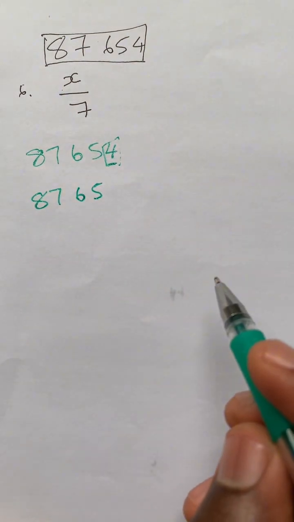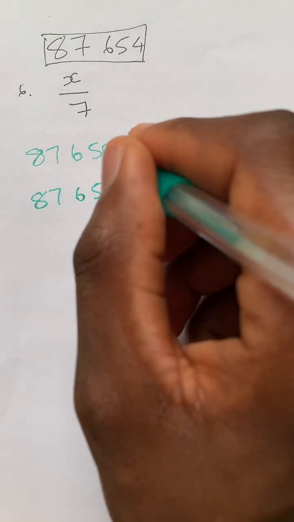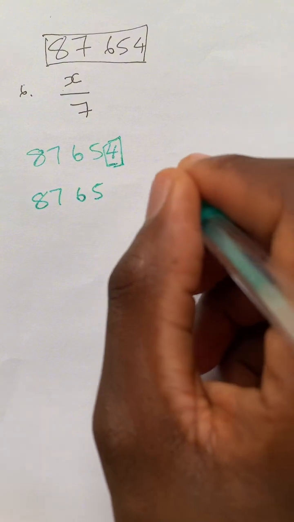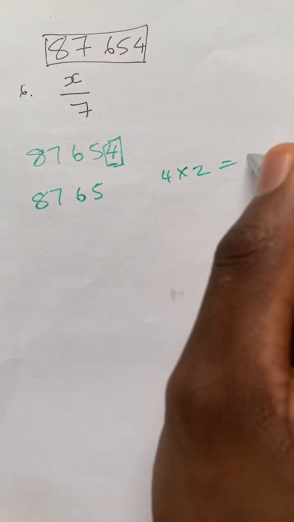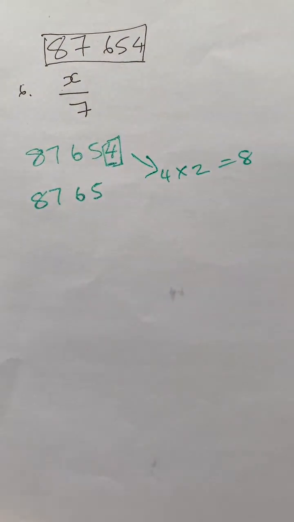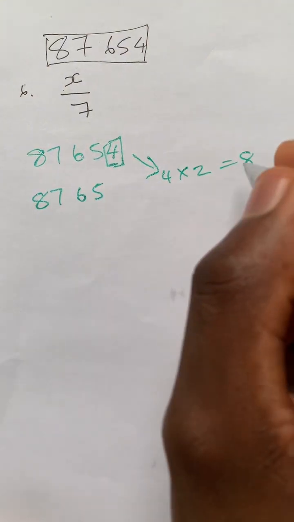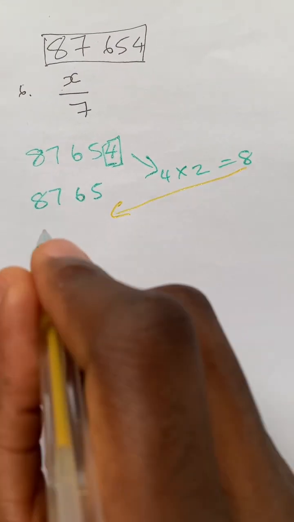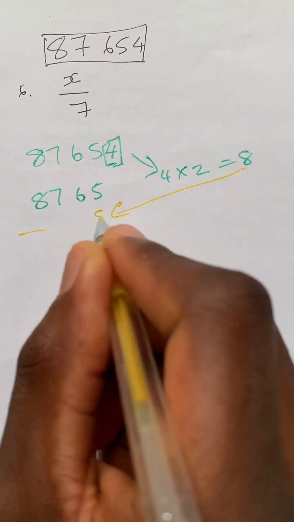After that, we subtract twice the last digit from 8765. So the last digit which we removed is 4. So 4 times 2, we get 8. So now we're going to subtract this 8 from this number. So we're going to say this number minus 8.